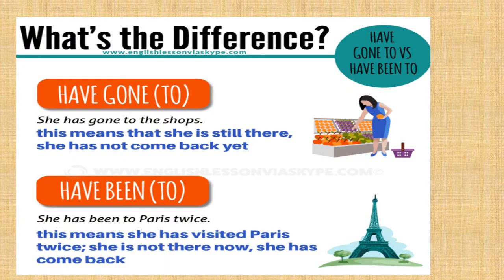Now, let's know the difference between have gone and have been. She has gone to the shops. This means that she is still there. She hasn't come back yet. Have been: she has been to Paris twice. This means she has visited Paris twice. She is not there now. She has come back. So the verb gone means you don't come back. Been means you come back. Okay?